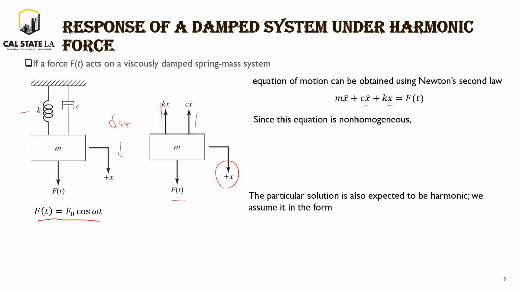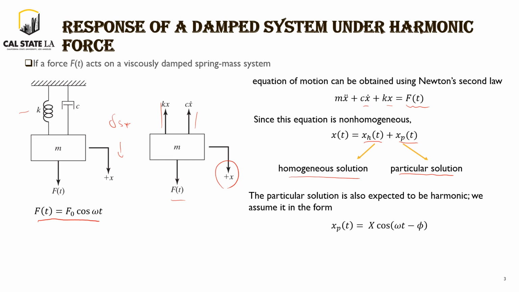Since this equation is non-homogeneous, we know that the solution will be the summation of two parts, x_h(t), which represents the homogeneous solution, and x_p(t), which represents the particular solution. The particular solution is also expected to be harmonic because the excitation F(t) is a harmonic force. So we'll assume that it has the form x_p(t) equal to capital X times cosine of omega t minus phi.